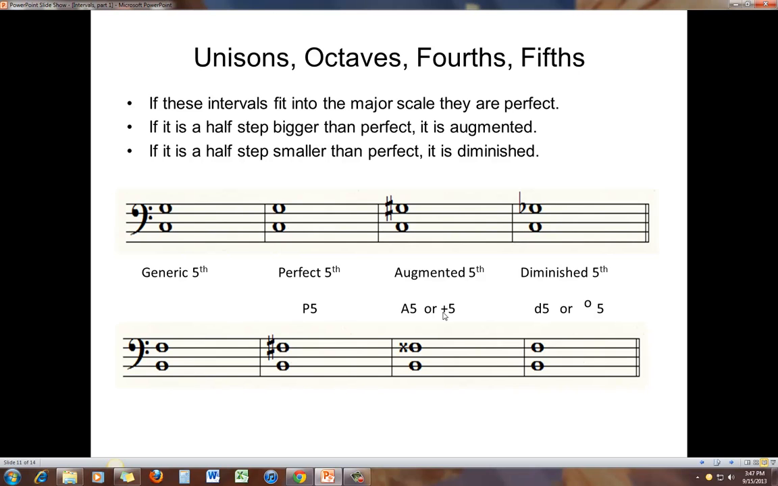You will have to use the augmented sign or the plus sign. So you may want to just jump right away and start using that. But if that's confusing for right now, you can do either way. I will accept either way. And with diminished, lowercase d is the abbreviation for diminished, or a degree sign is what will have to be used later in the semester.